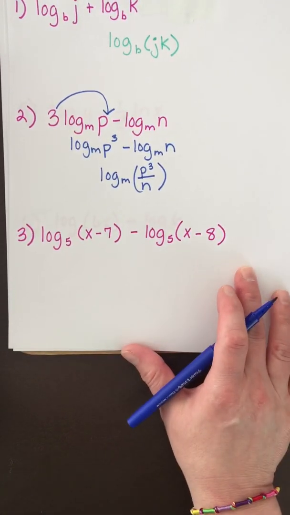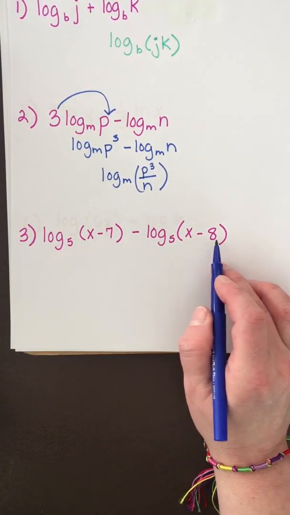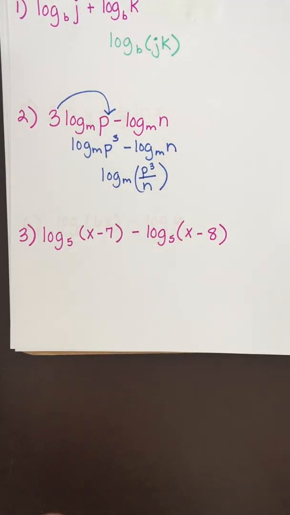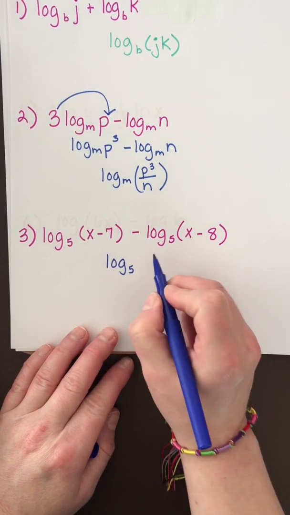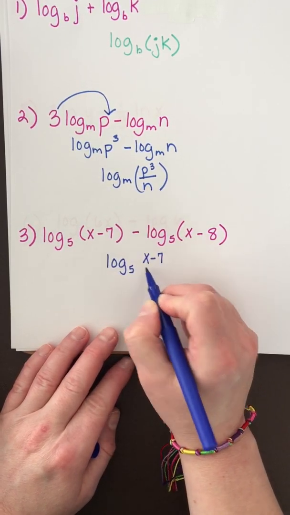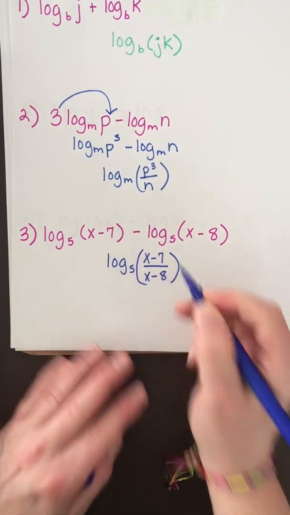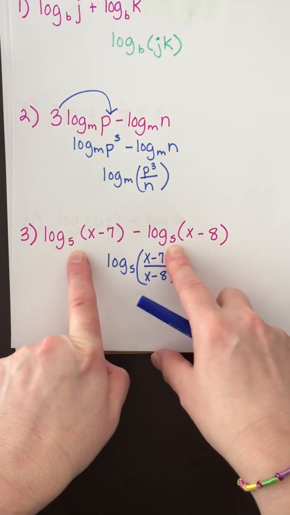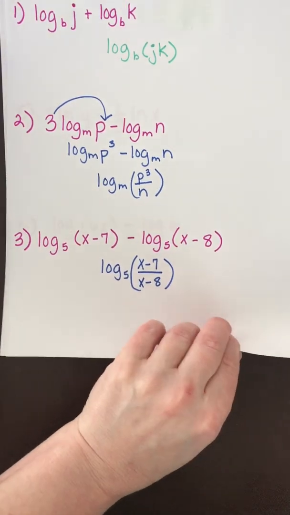We have the log base 5 of x minus 7 minus the log base 5 of x minus 8. So this is subtraction, so we can change that to division. So this is equivalent to the log base 5 of x minus 7 divided by x minus 8. And I can't simplify that, so I'm done. Just want to point out, to do the condensing, the bases of the logarithms have to be the same. Let's look at another one.